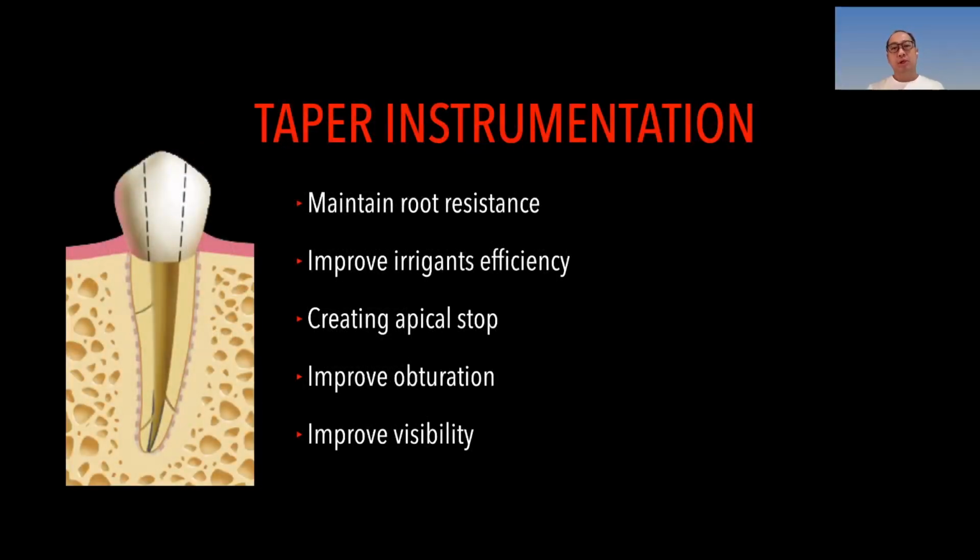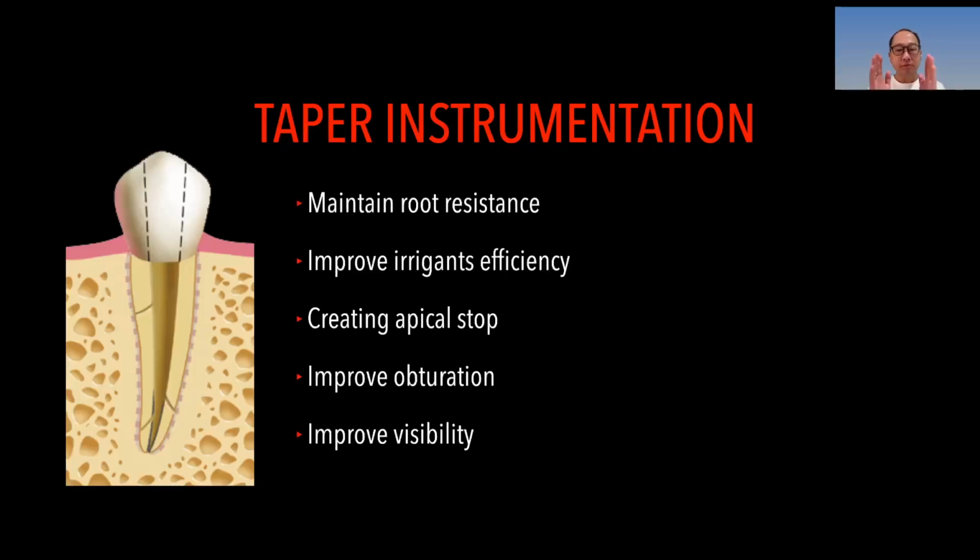So in order to achieve this five design objectives of shaping, we now need to understand that we need to create taper instrumentations. By having taper instrumentations, of course, we will maintain our root resistance because our root also has a conical shape. It will also improve our irrigant efficiency.